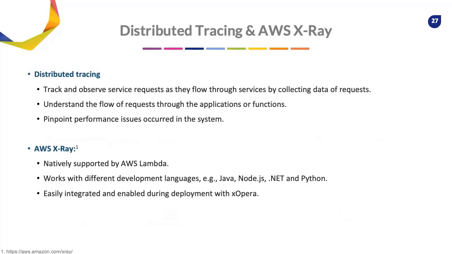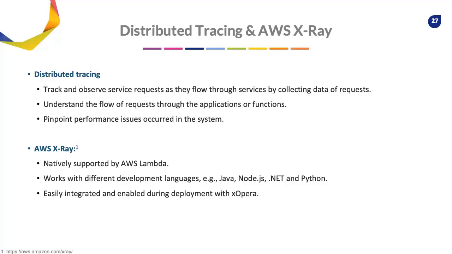Here, we would like to introduce Amazon X-Ray as our monitoring tool for serverless functions. Amazon X-Ray is a distributed tracing system that is natively supported by Amazon Lambda and can work with different development languages such as Java and Python. To ensure its complete automation, users can easily integrate and enable Amazon X-Ray during deployment with xOpera.